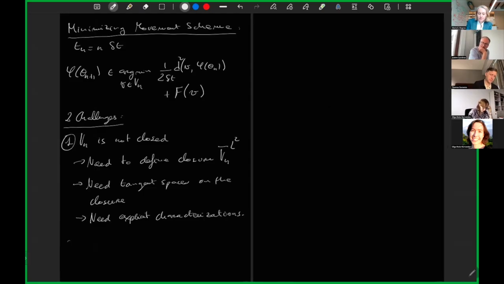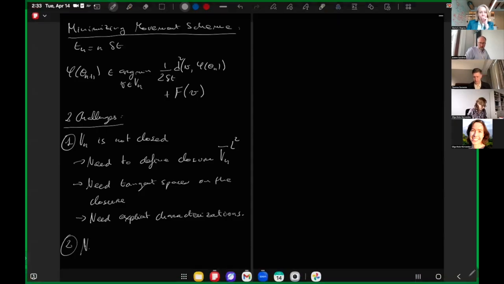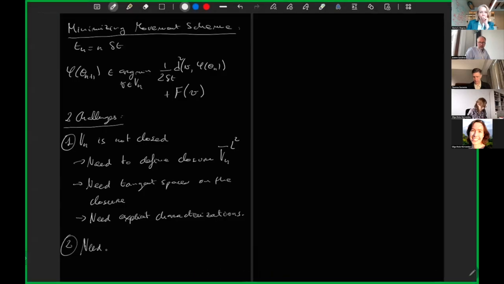And then the second big challenge is that in this game of gradient flows in metric spaces, one needs to define an appropriate notion of the energy functional, and also some notions of gradients and slopes are involved. And so the second challenge is that we need to find what is called an appropriate strong upper gradient.